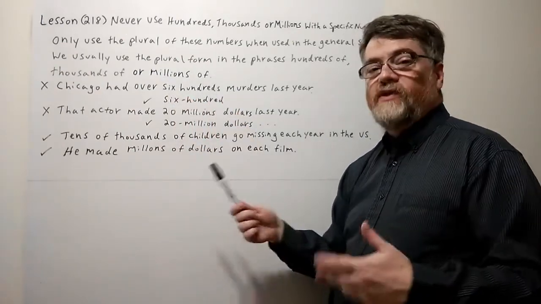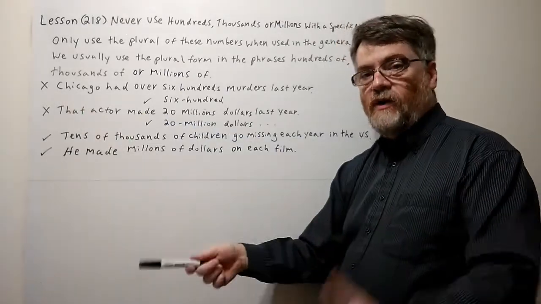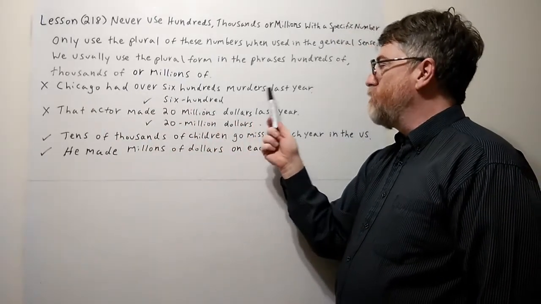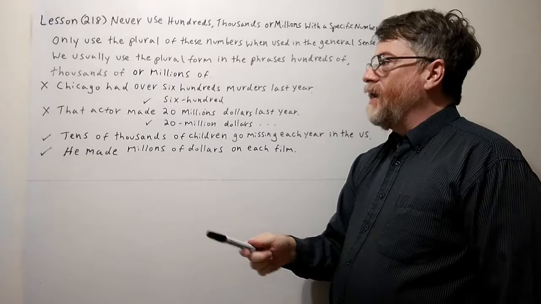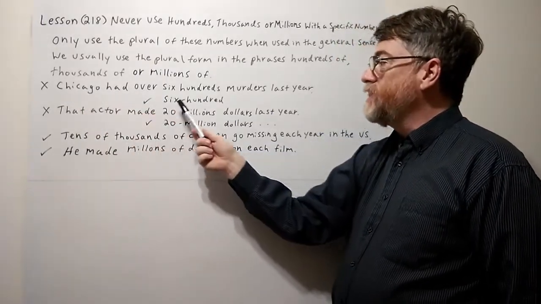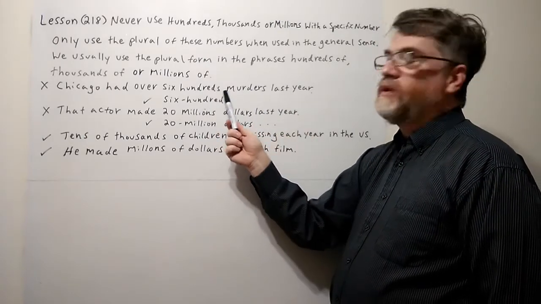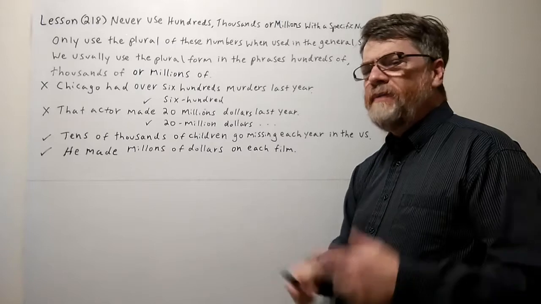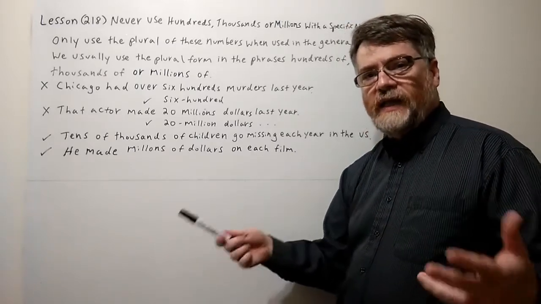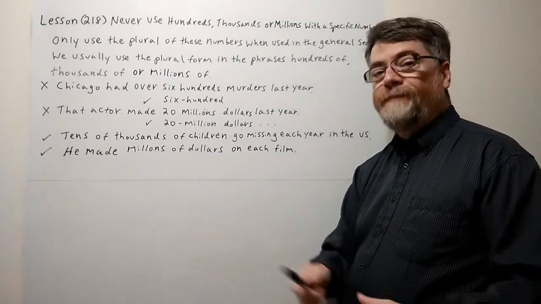All right, let's take a look at the first example where a student might make a mistake. Of course, with the X, this is wrong. Chicago had over 600 hundreds murders last year. No, of course, the correct way to say it should be: Chicago had over 600 murders last year. So, of course, it's not used with the plural. Again, probably a little more common with ESL students, students where English is a second language, especially in writing. This is where the problem might come up more.